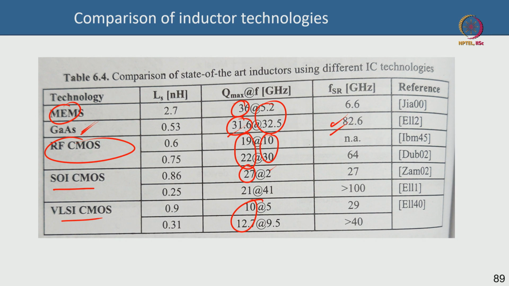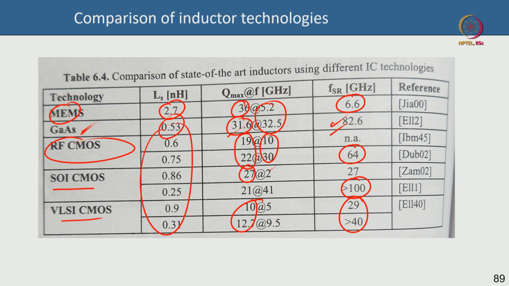It means up to this frequency your inductor is an inductor, whereas for RF CMOS you see 64 gigahertz. SOI maybe 100 gigahertz because it is very insulating. VLSI even lower. MEMS has this disadvantage, it cannot go to super high frequency. Okay. These are inductor values, 2.7 nanohenry, 0.5 nanohenry, excuse me, etc. These are different nanohenry values.